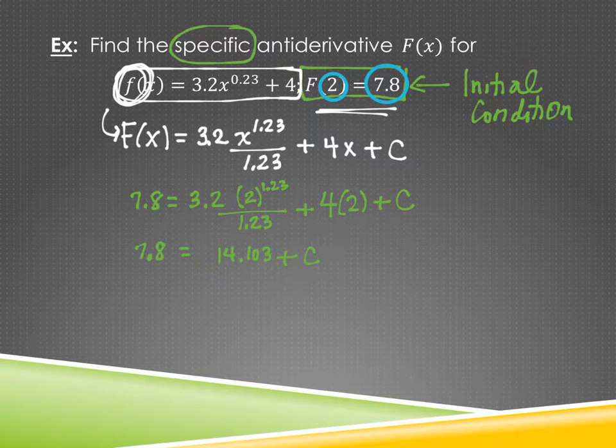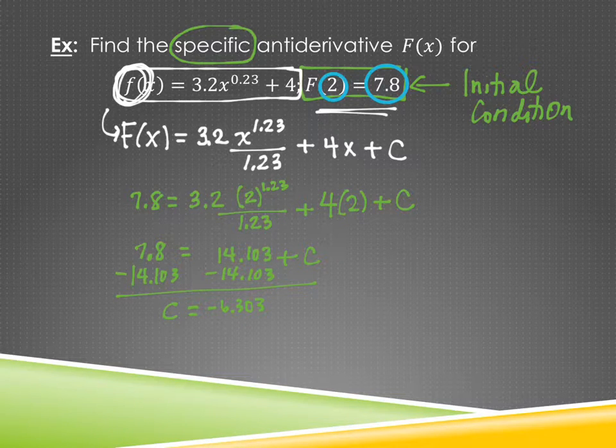Excellent. So now what am I going to do to figure out what C is? Subtract. So this is basic algebra at this point. I need 7.8 minus 14.103. What is C? Negative 6.303. Do you guys agree? Yes. Excellent.